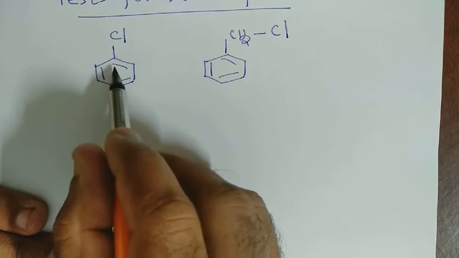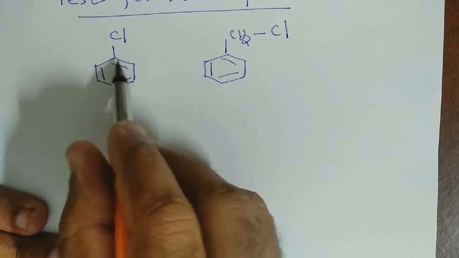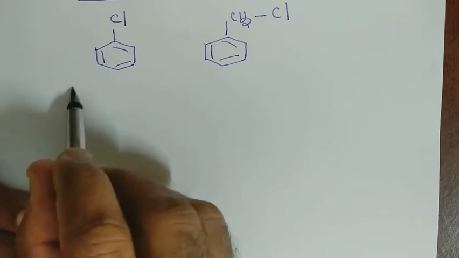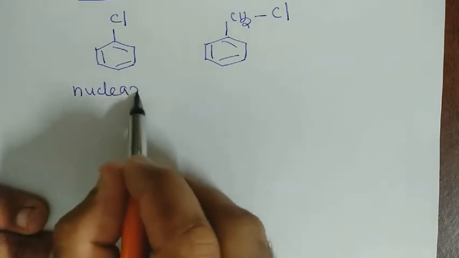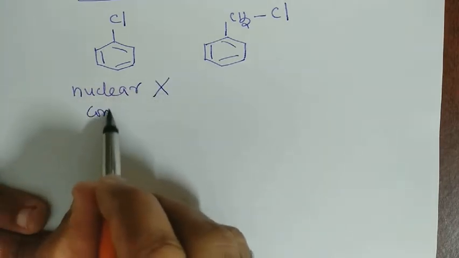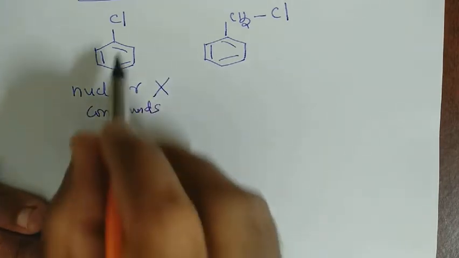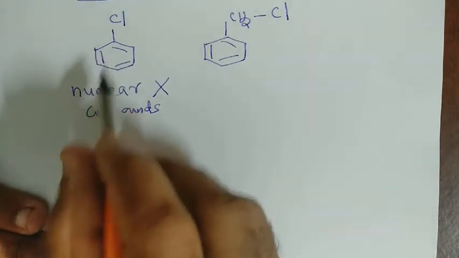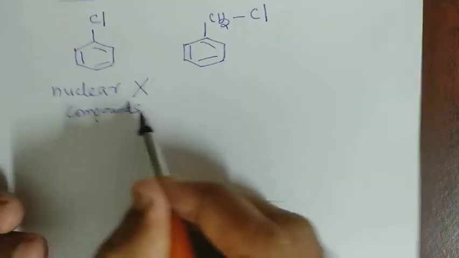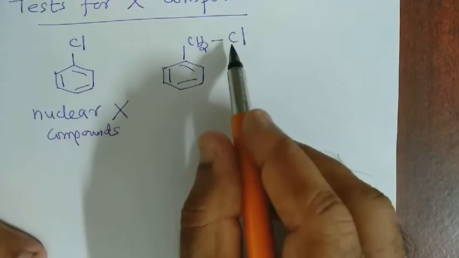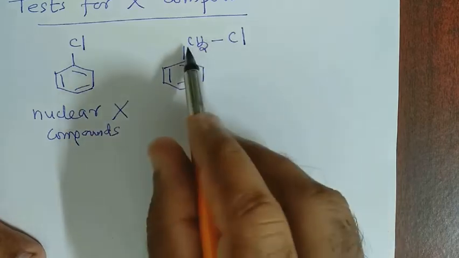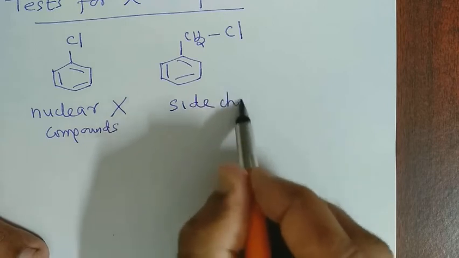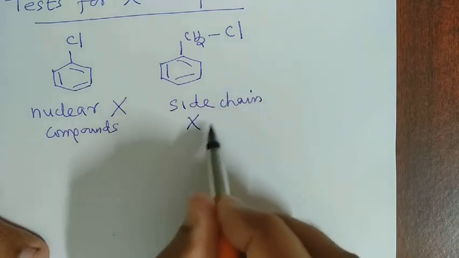A halogen atom directly bonded to one of the benzene ring carbon atoms is called a nuclear halogen compound. Here the halogen atom is directly bonded to the benzene nucleus, hence they are called nuclear halogen compounds. A halogen atom bonded to the side chain is called a side chain halogen compound.